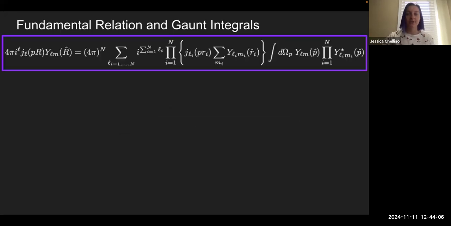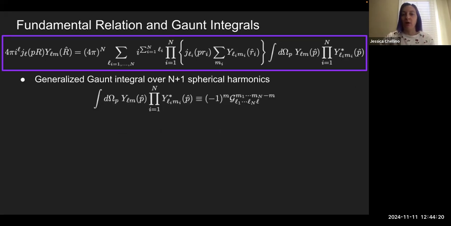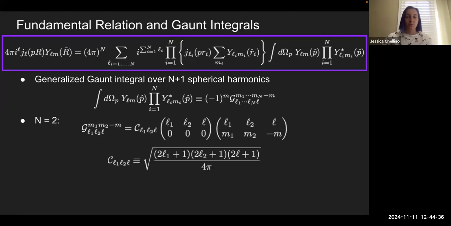Okay, so if we look at this expression, we can see that we have this integral over d omega p, which integrates over all the possible directions of p hat, the momentum or the dummy variable you have that's dual to r. And we define what we call the Gauss integral, where the Gauss integral is represented by this quantity g, and it's really an integral over n plus 1 spherical harmonics. Now, a couple of examples of the Gauss integral, if we evaluate it for n equals 2, this is what we get out of that. So we have two Wigner 3J symbols that couple the angular momentum, and we also have this coefficient c that depends on the angular momenta.